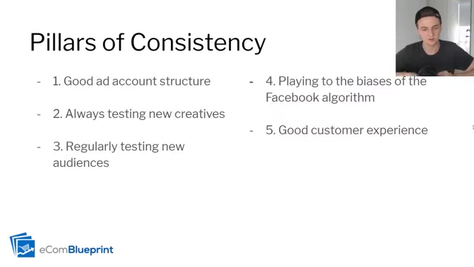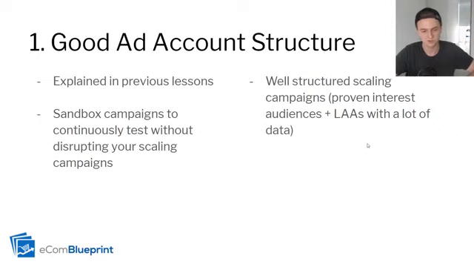All right, so what I'm going to do is go over my pillars of consistency. These are essentially the foundational things that you need in order to stay consistent with Facebook ads. I'm going to give you a quick overview right now of the 5 things, and then I'm going to dive more in depth for each one. Number 1 is good ad account structure. Number 2 is always testing new creatives. Number 3 is regularly testing new audiences. Number 4 is playing to the biases of the Facebook algorithm. And number 5 is good customer experience. So let's dive more into each one.